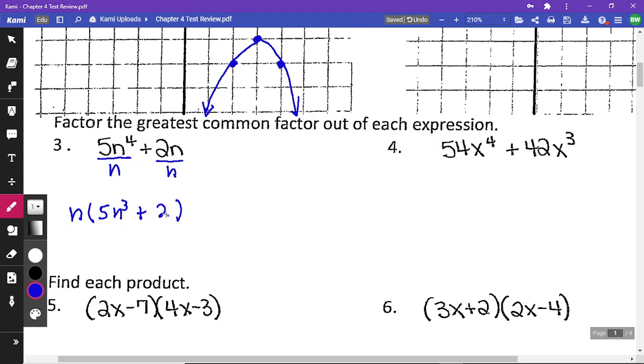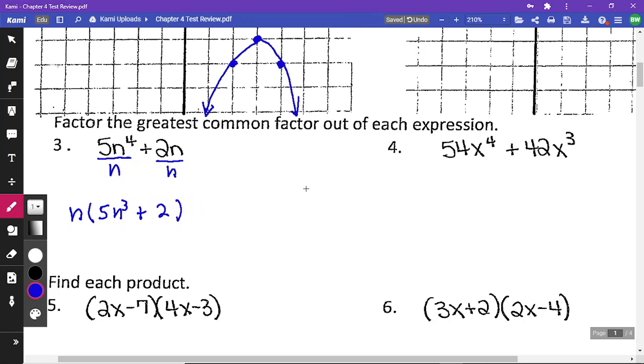I think I can hear it saying, check me, like it wants to be checked. So you can quickly check this. Go ahead and just distribute. n times 5n cubed is 5n to the fourth, which is in fact what we want to get. There it is up there in our original. And then n times 2 is 2n, which is right there. So it works. So we have our answer.